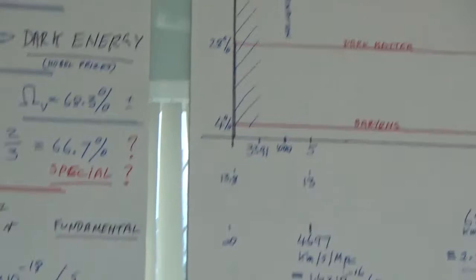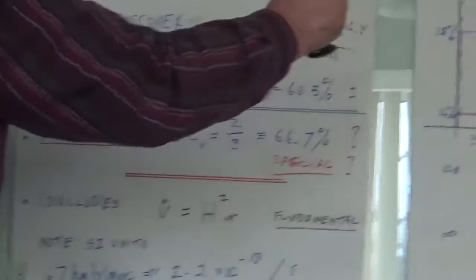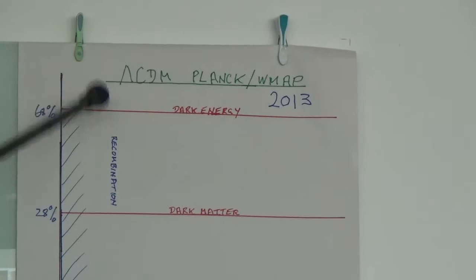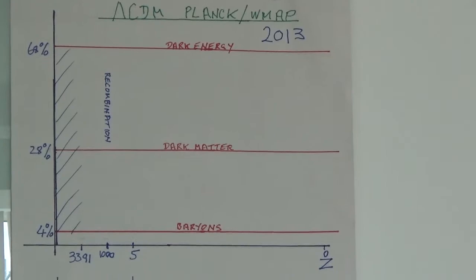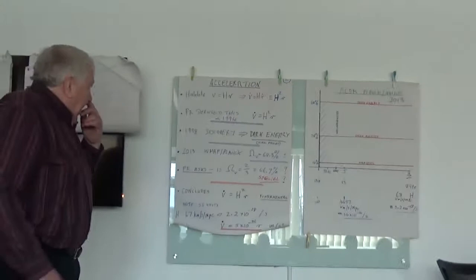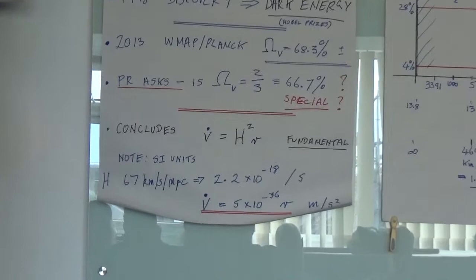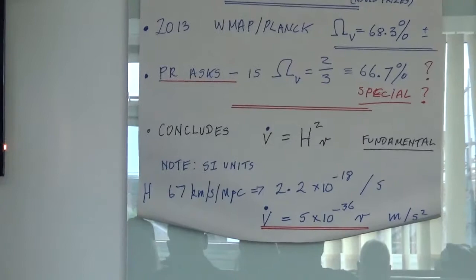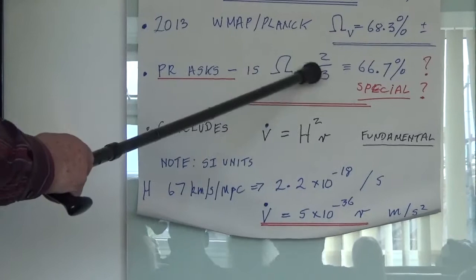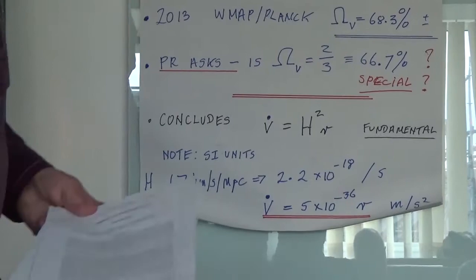Then we get this in 2013, this observation, particularly with the dark energy term coming down. It used to be around about 74%, but as the data got better and better, the fit has come down to 68%. And then it is 68.3% plus or minus some little error bars. Forget about those. Now, Peter Rowlands then asks a very interesting question. Is this term here actually equal to 2/3? Is it special? And he wrote a paper which I think a lot of people don't know about, which they should. And I've got some copies here.